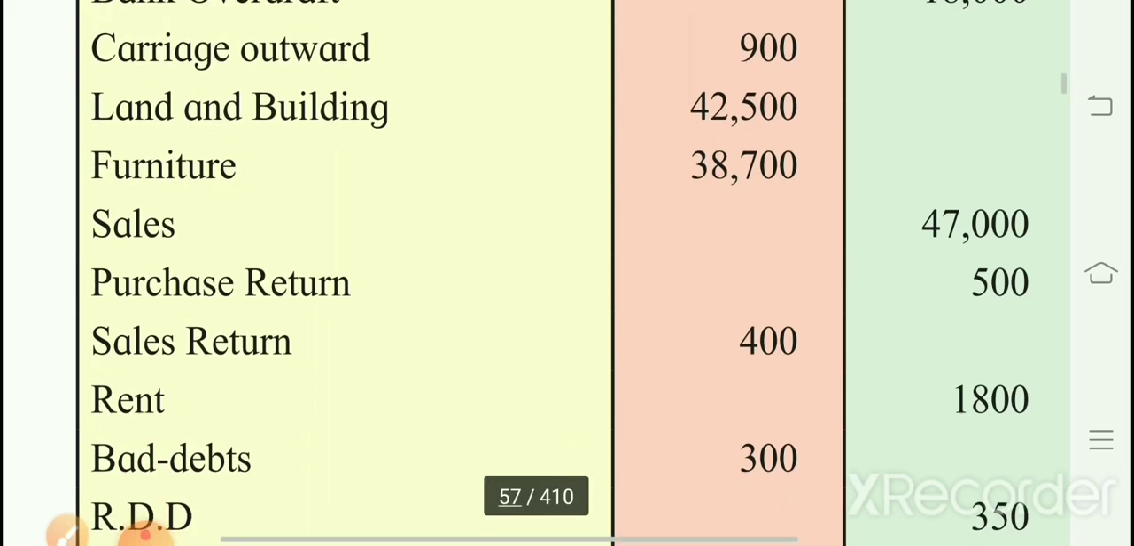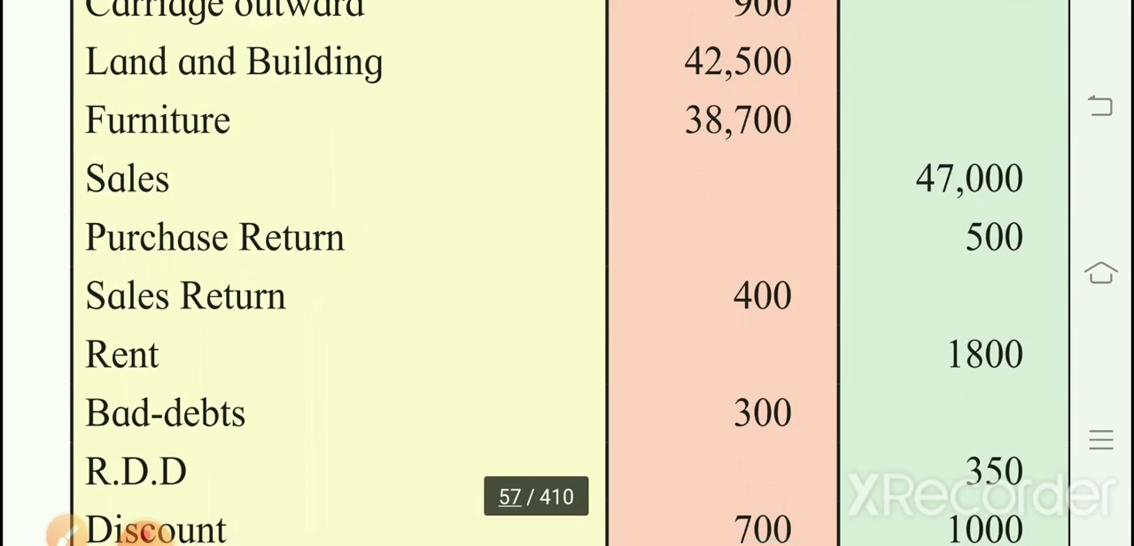Sales is our next item. Sales is the revenue for the business. That's why it will be recorded on the credit side of the trading account by rupees 47,000.